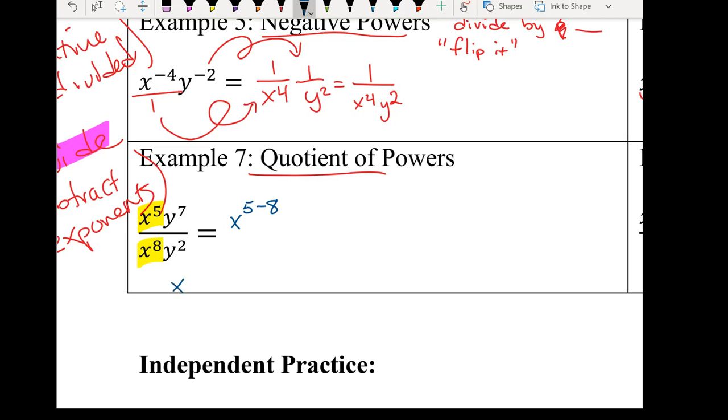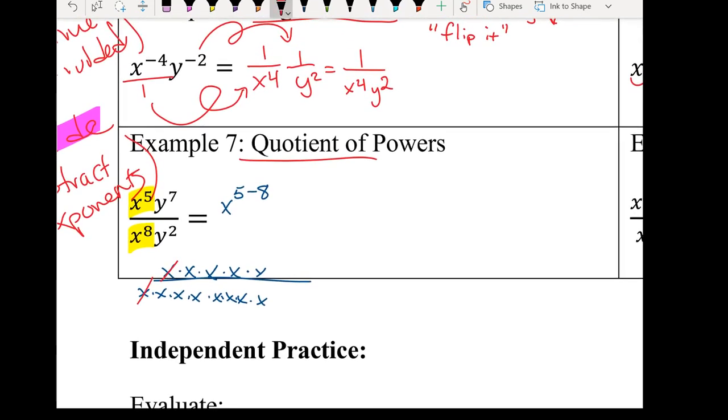Thinking of this as we did before, it's like saying x to the 5th on top, which is 5 x's multiplied together, 1, 2, 3, 4, 5. And on bottom there are 8 being divided, 1, 2, 3, 4, 5, 6, 7, 8. I can cancel some of these out because they're inverse operations, multiplying and dividing. I could cancel up to 5 of them. So in other words, we had 8 on bottom, and I had 5 on top, and I could take those 5 pairs away, and I'm just left with 3. So that's why subtracting makes sense here, because we're going to get left over 3.